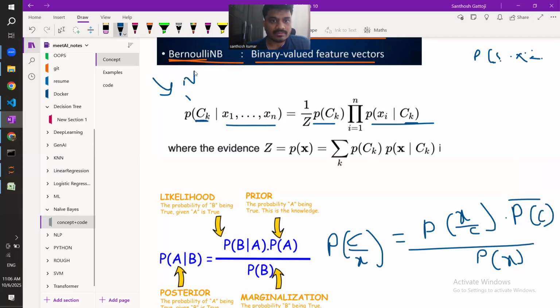First you need to calculate yes and no. So if it is yes, then it is sunny given yes, wind given yes, like that. And z. Now z is what? Z is my p of x, dividing by the denominator p of x. So where the evidence is z equal p of x, and this is the same as this one.